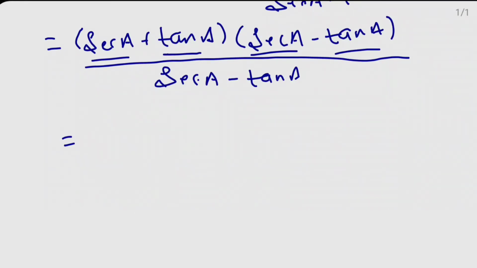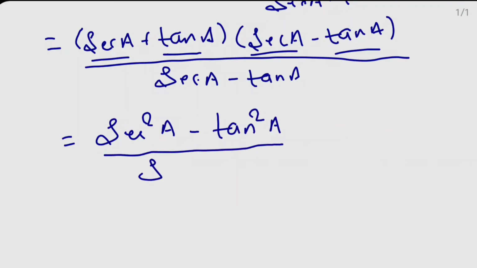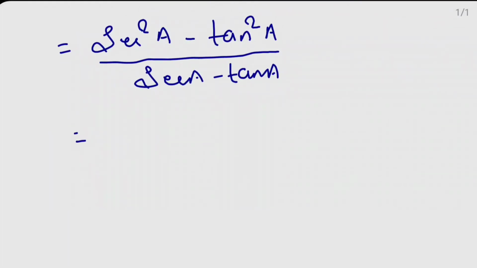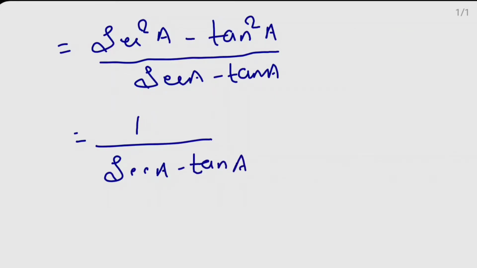A plus b, a minus b is the expanded form of a square minus b square, right? So here we will get sec square A minus tan square A divided by sec A minus tan A as it is, and here sec square A minus tan square A is 1, and this is divided by sec A minus tan A. So it is our RHS, hence proved.